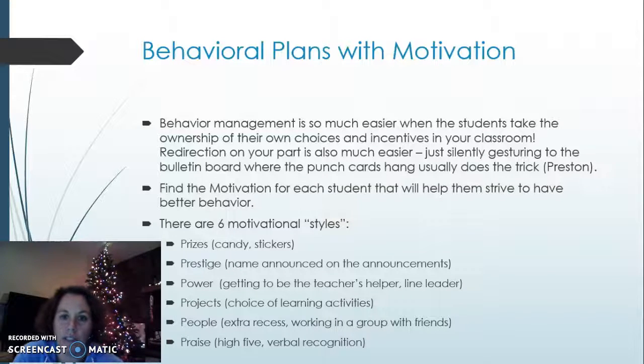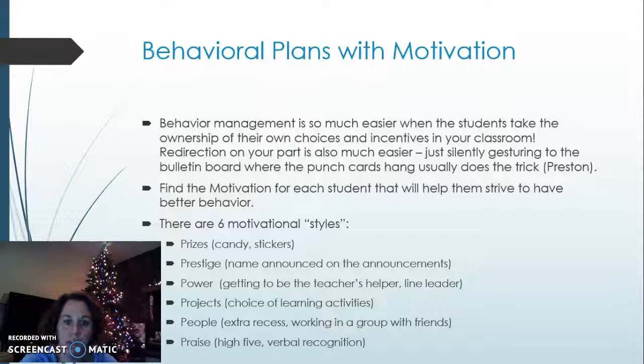You can find motivation for each student that will help them strive to have better behavior. There are six motivational styles: prizes, like candy, stickers, those little fake tattoos, bouncy balls; prestige, like your name on the announcements or at awards assemblies, which always seems to get a lot of kids; power, getting to be the teacher's helper, a line leader, different projects, or having a choice in the learning activities; people, like extra recess or working in a group with friends; and then praise, a high five, verbal recognition.